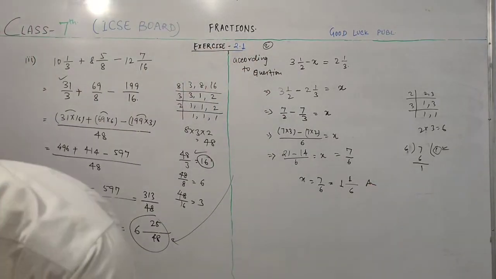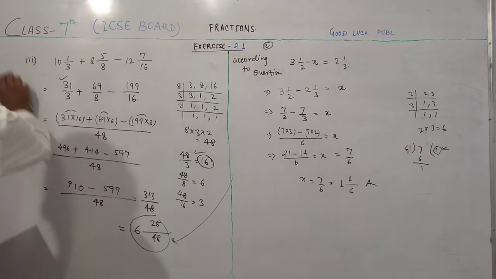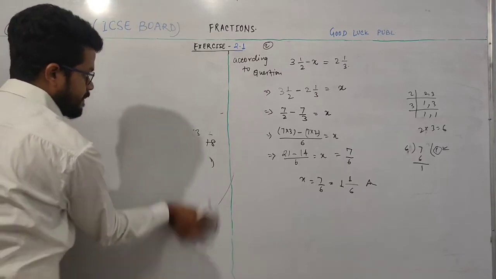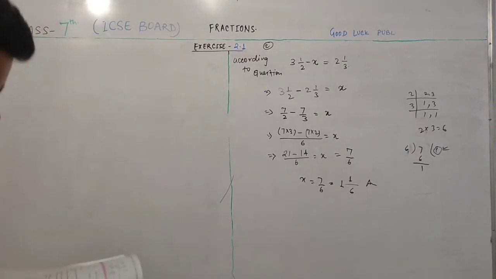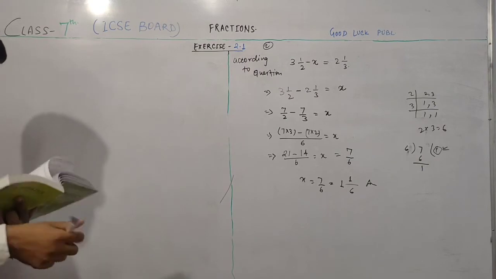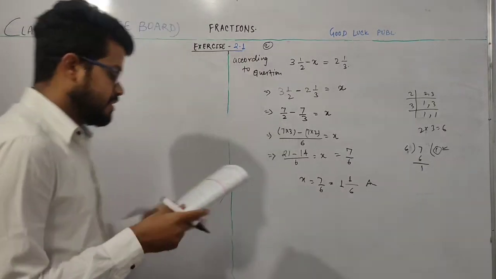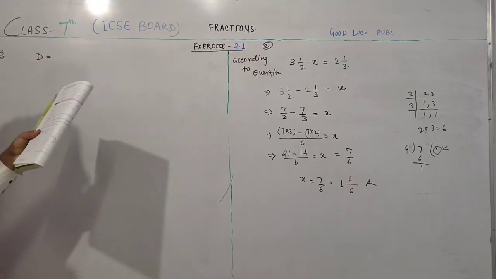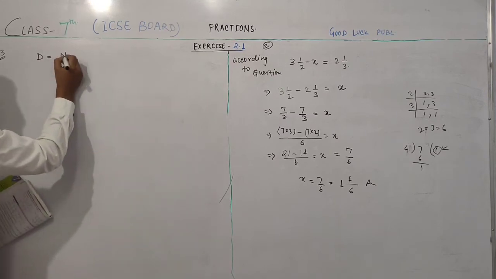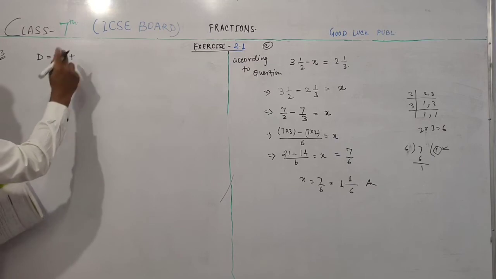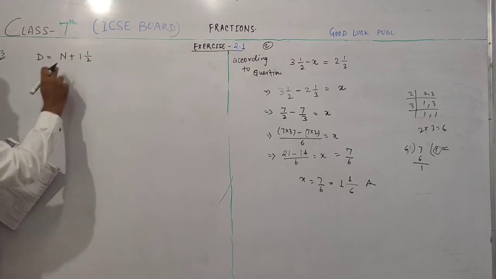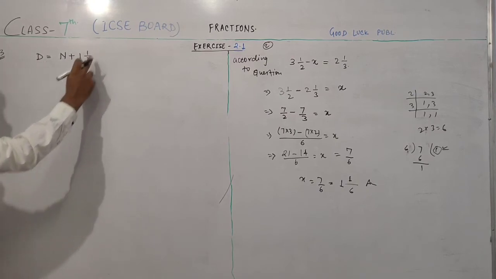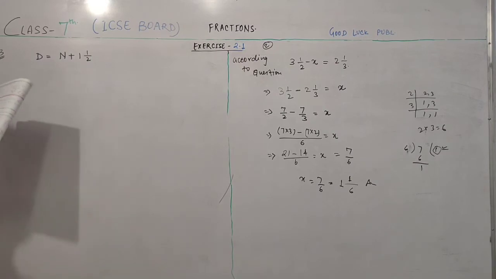Now come to the next question. If a day is 1/2 hour longer than night. According to the question, the day is longer than the night by 1/2 hour. Okay, so this is the first condition.